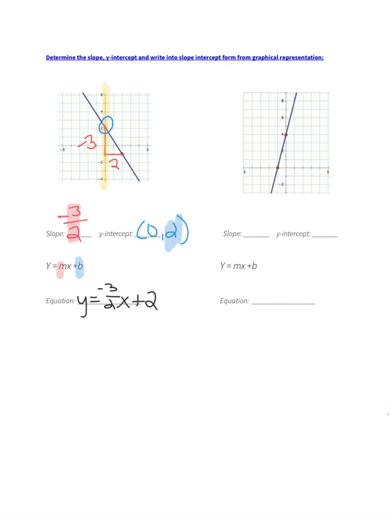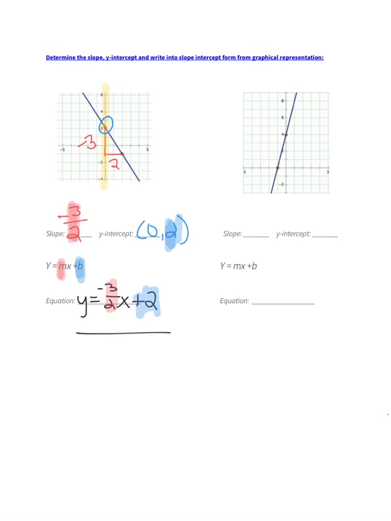What did I do to make this equation? I found my slope and put that in for m, and I found my y-intercept and put that in for b. All right, pause the video and try the next one on your own.